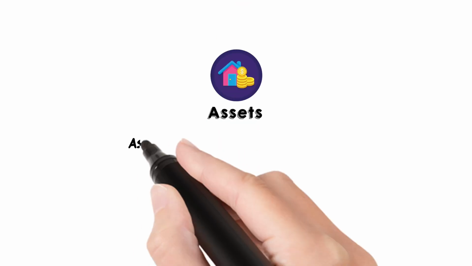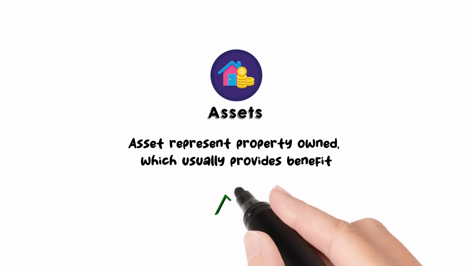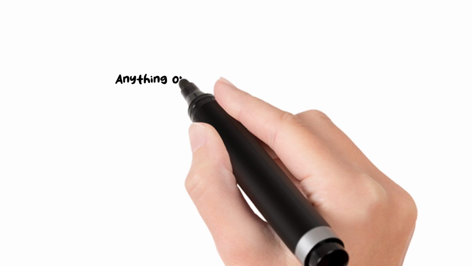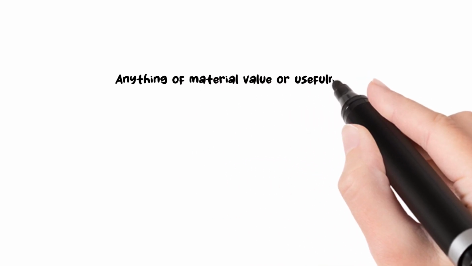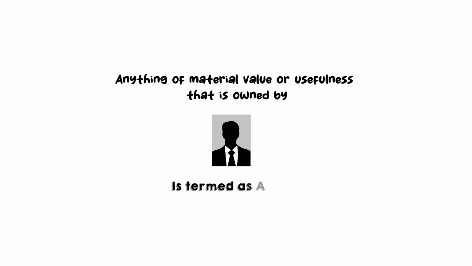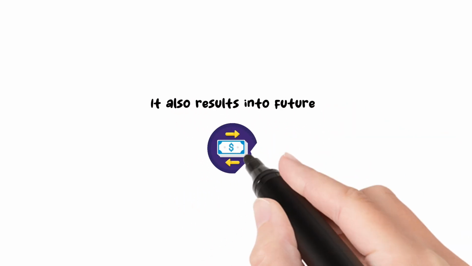Assets. Assets represent property owned, which usually provides benefit in the future. Assets have debit balance. Anything of material value or usefulness that is owned by an entity is termed as an asset. It also results in future cash flows to an entity.